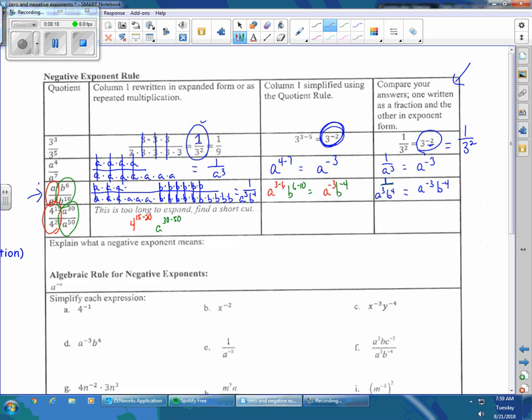So my answer is going to be 4 to the negative 5, a to the negative 20. So if I'm asked to rewrite that using only positive exponents, it's going to be 1 over 4 to the 5th power, a to the 20th power.